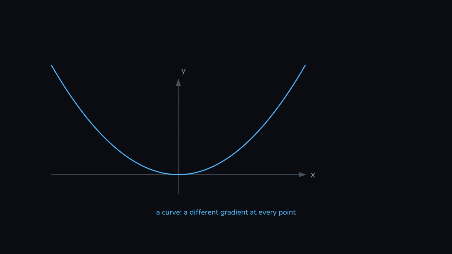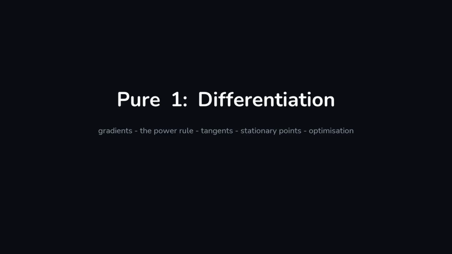Zoom in close enough, and any smooth curve starts to look perfectly straight. That zoomed-in steepness, the gradient at a single point, is called the derivative. It is the whole of this unit in one idea. Measure how fast a curve is rising right here, right now. Master that, and tangents, turning points, and optimization all fall out of the same machine.